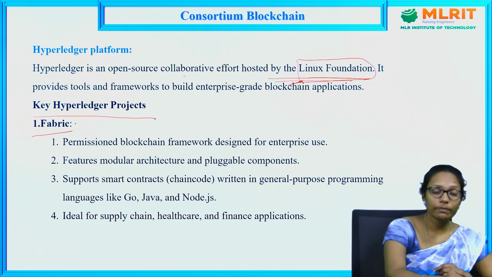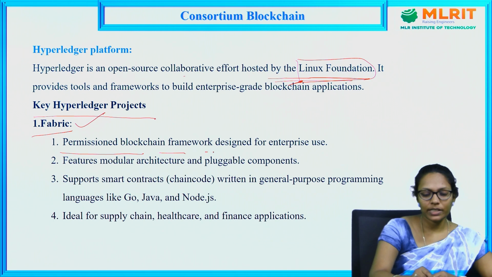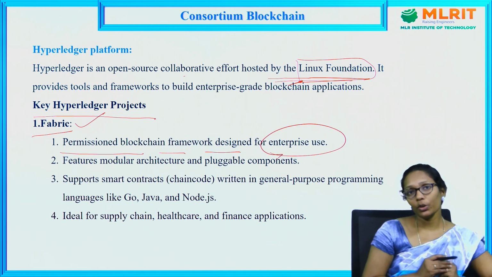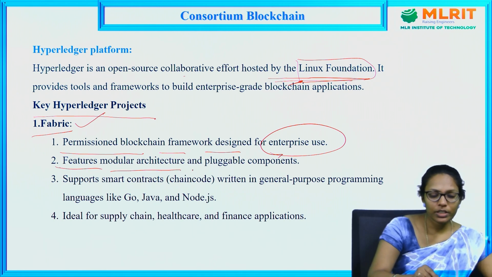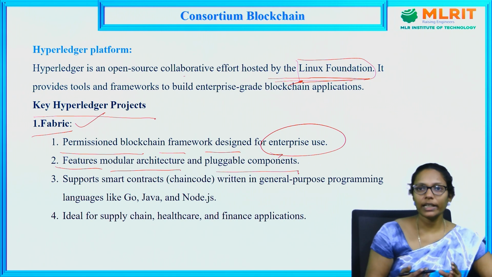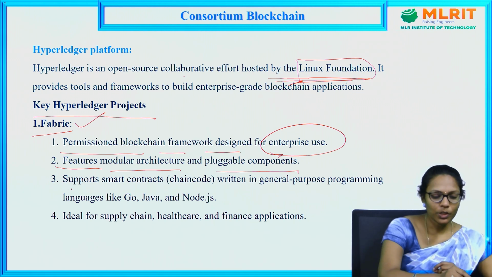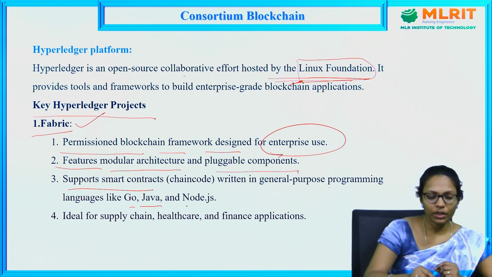The first one is Hyperledger Fabric. It is a permissioned blockchain framework designed for enterprise use. If I want to design enterprise use cases, then you can go with this Fabric. It features a modular architecture and pluggable components, so it is customizable. It supports smart contracts written in general purpose programming languages like Go, Java, and Node.js.